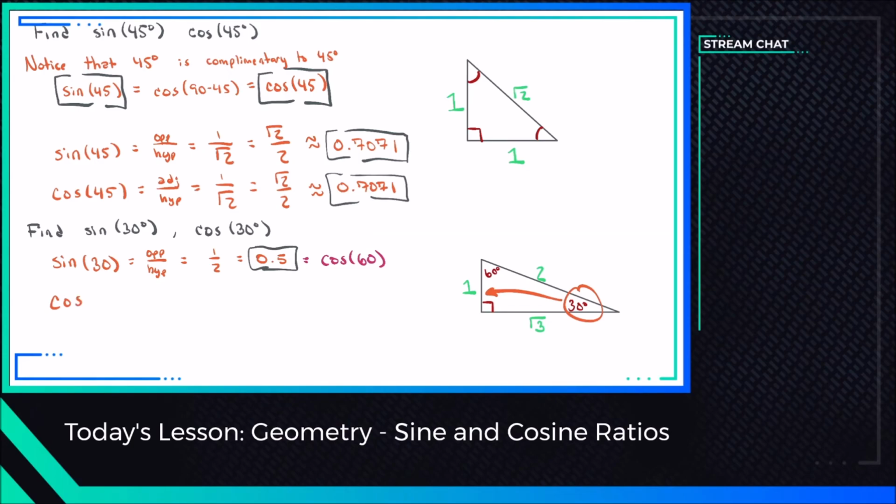And the cosine of 30 degrees is going to be equal to the adjacent leg over the hypotenuse. And so if we erase this line, the line that's going to be adjacent is going to be this root 3 right here. So that's going to be the square root of 3 divided by 2, which is approximately equal to 0.8660. And because 30 and 60 are complements, this is also equal to the sine of 60 degrees.